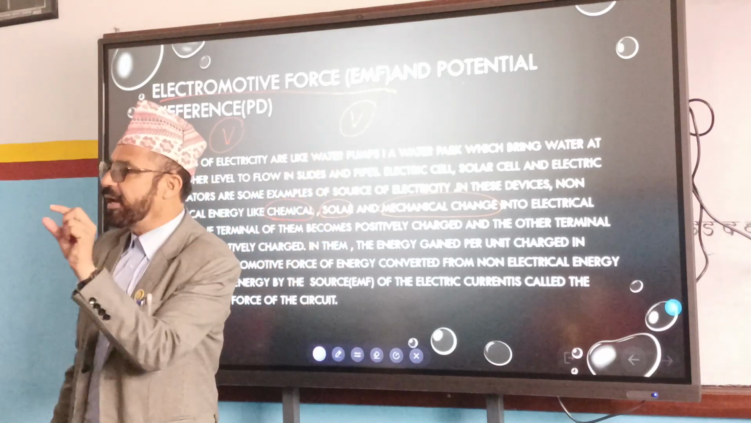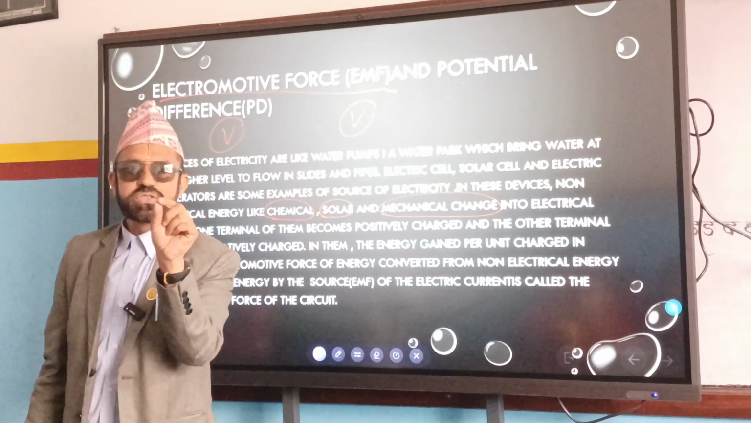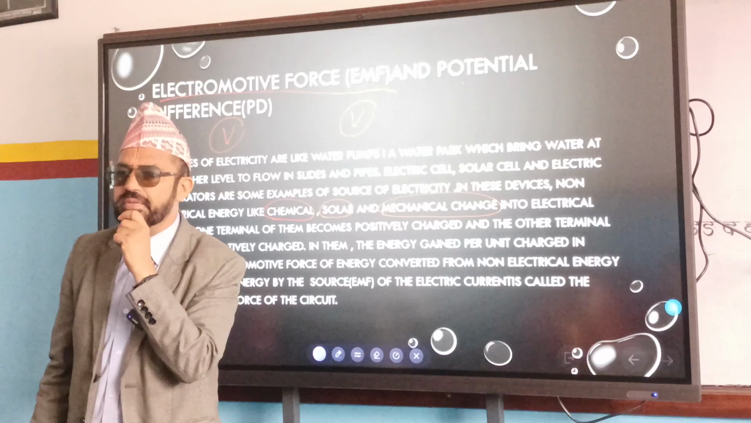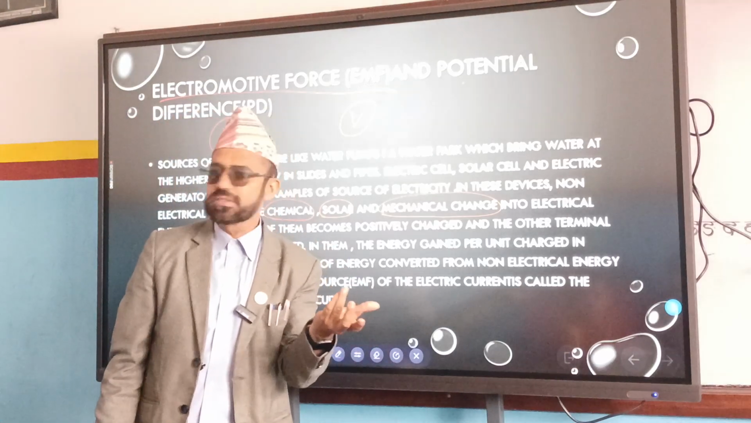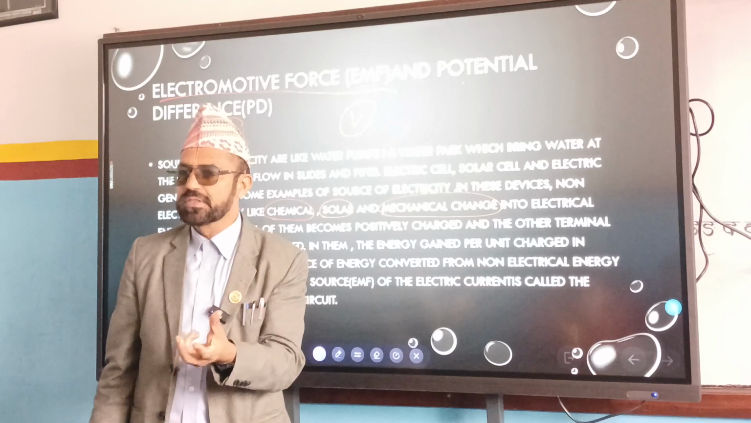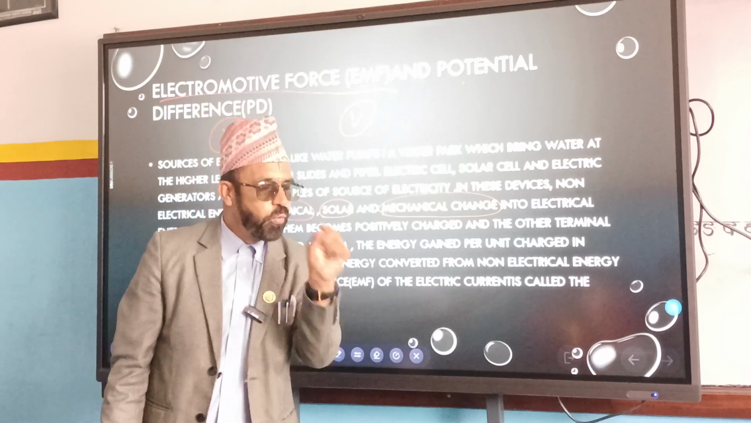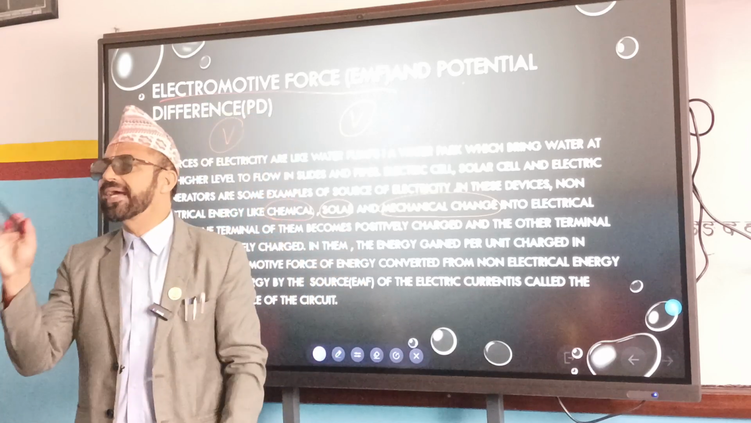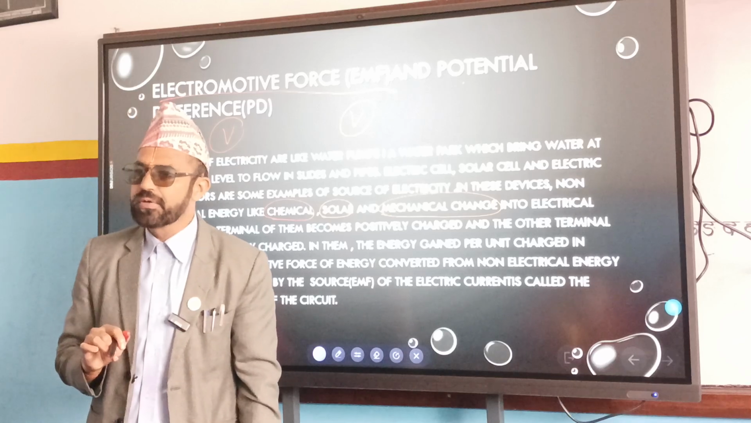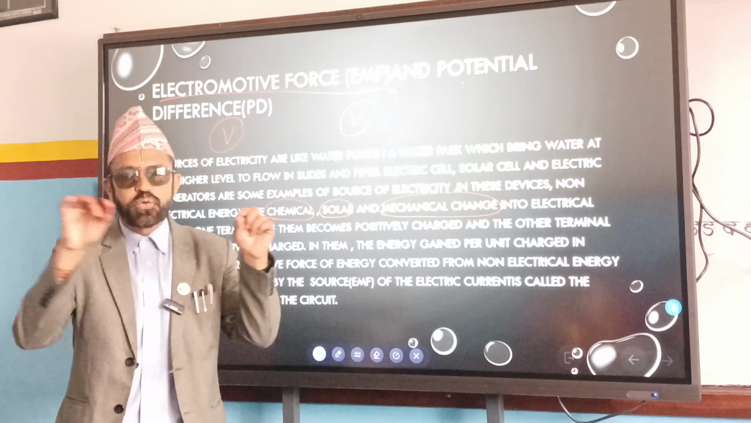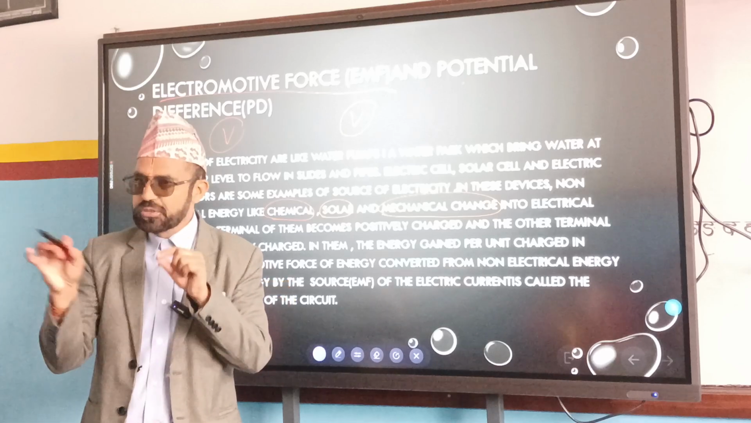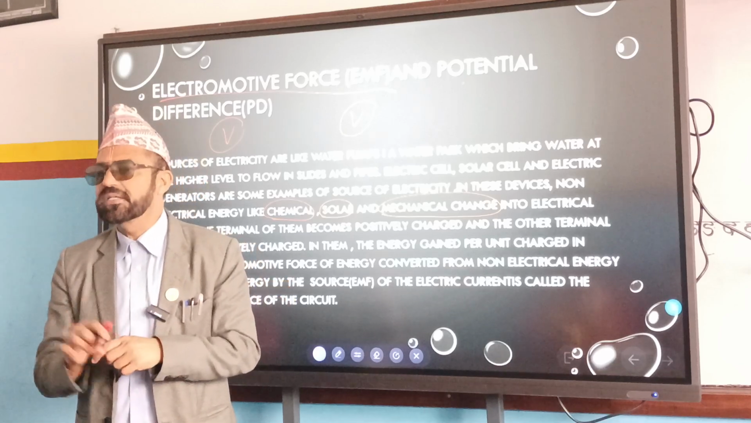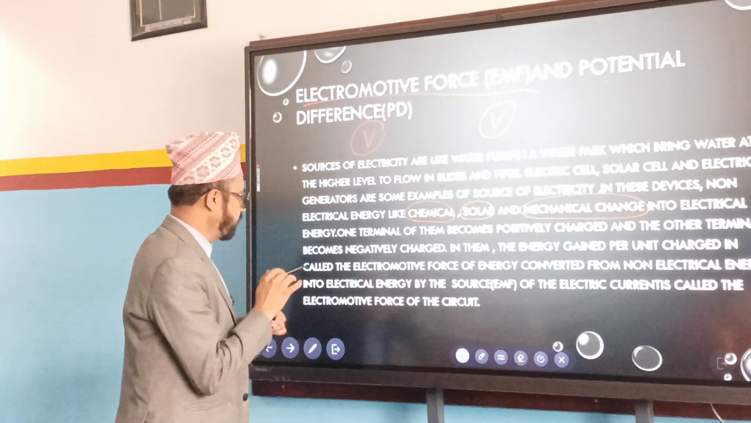You have seen a battery. How much voltage is mentioned there? There may be 12 volt or 16 volt. 16 volt I haven't seen. 24 volt or 3 volt. Yes or no? Whatever voltage is written, that is EMF. When we join that battery in a circuit, then it produces some voltage. That voltage is PD, potential difference.